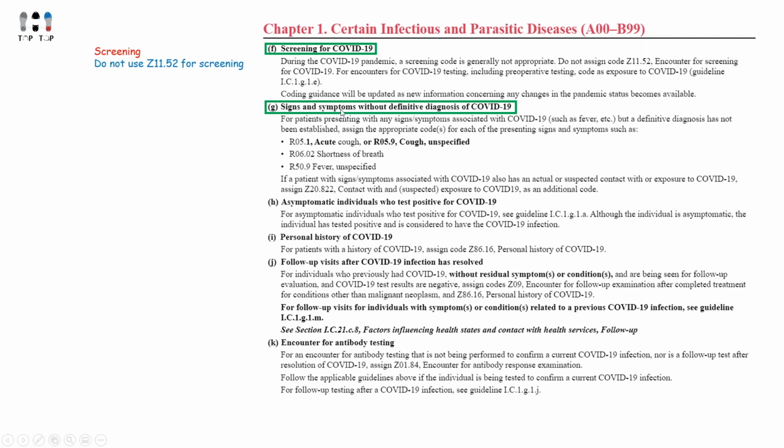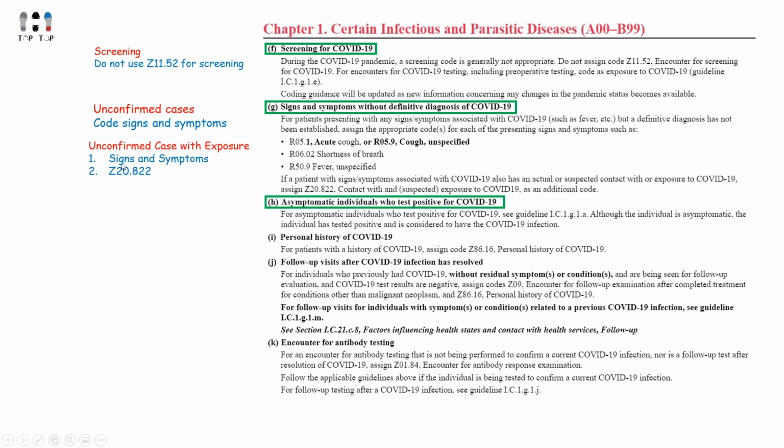Now, when you have signs and symptoms without a definitive diagnosis, you code the signs and symptoms. All right, so this is a circumstance where you haven't been exposed to it, but you have signs and symptoms, and you're not diagnosed. You're going to code those signs and symptoms. Now we're going back to unconfirmed cases with exposure. So if you are exposed and you have unconfirmed cases, you're going to code first your signs and symptoms, followed by Z20.822.